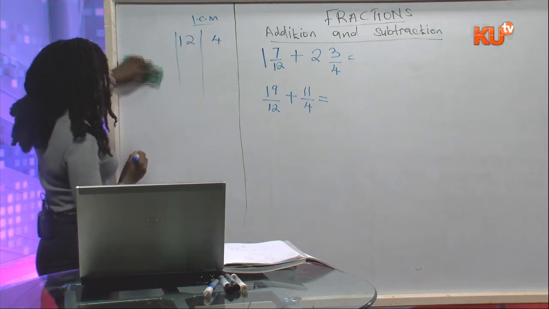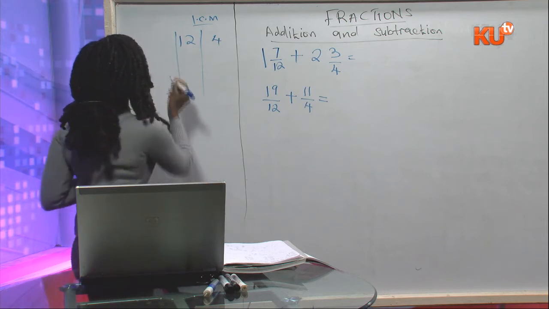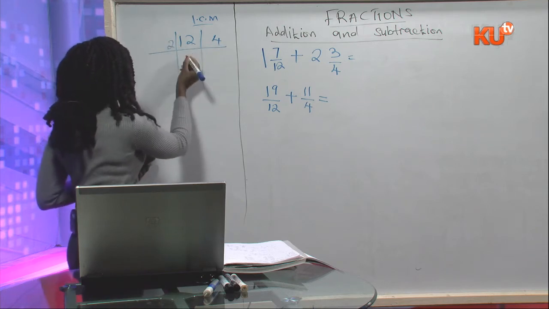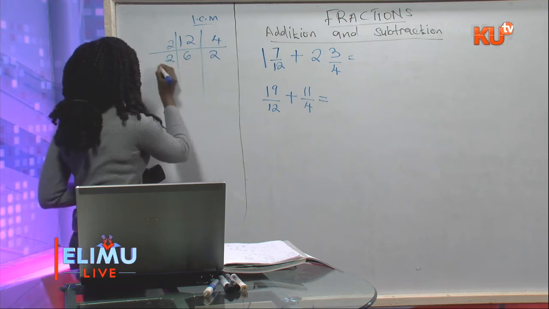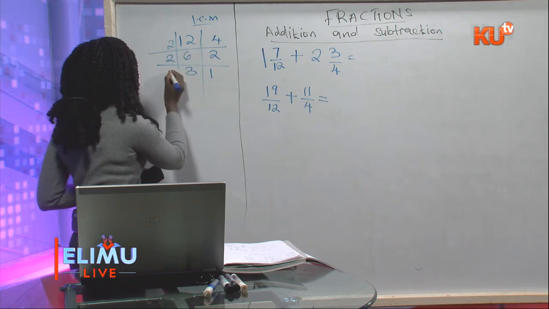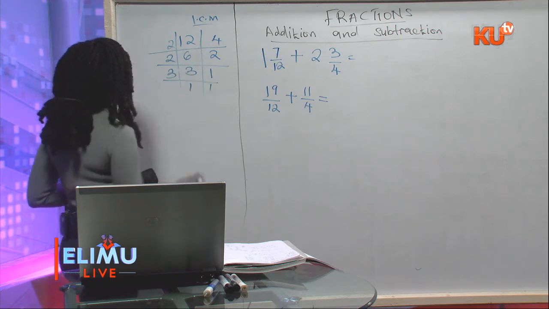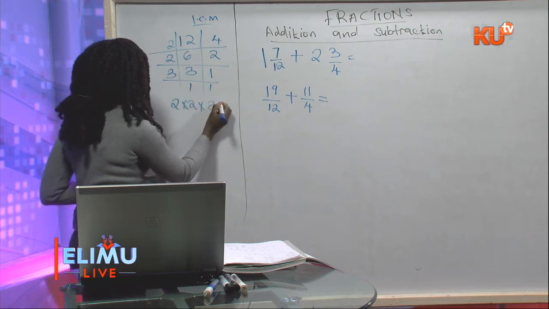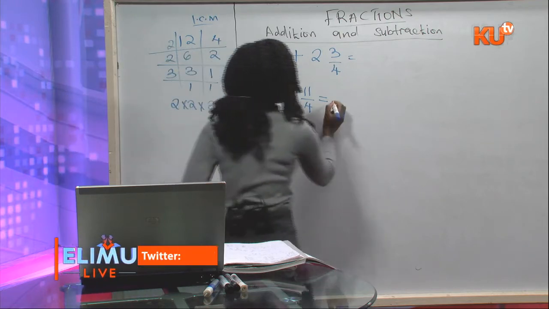So when you're looking for the LCM, you're supposed to use the prime numbers. So we start with 2. 12 divided by 2, we get 6. 4 divided by 2, 2. We use 2 again. 6 divided by 2, we get 3. 2 by 2, 1. Then 3 again. 3 by 3, 1. Then 1. So the LCM is 2 times 2 times 3, which is equal to 12. So 12 is going to be our LCM.